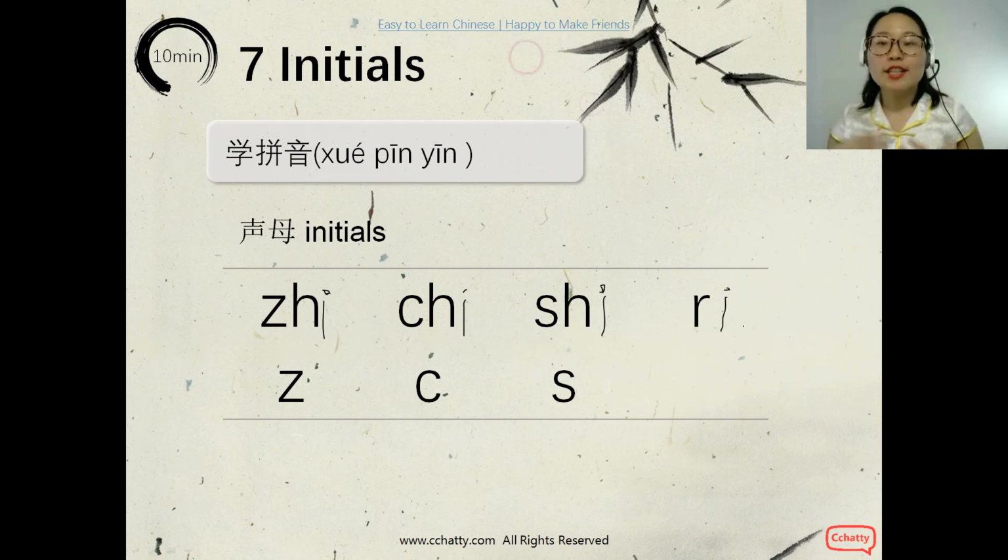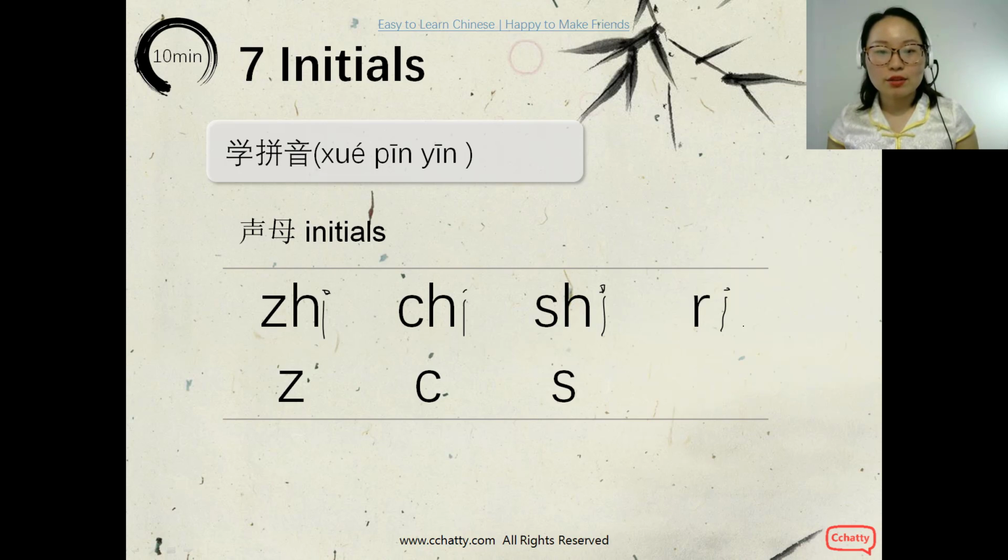So when you pronounce these four initials, zh, ch, sh, r, you need to curl your tongue, make your tongue curly, curl over the tongue and press it to the palate. Okay, zh, ch, sh, r. In the beginning it's a little difficult, especially the last one. But don't worry, if you practice more, you can handle it.